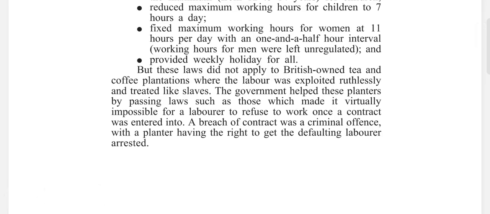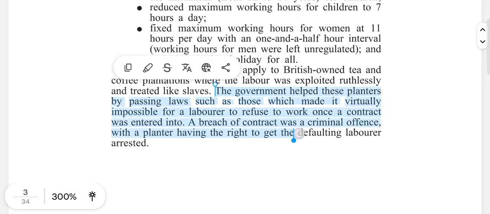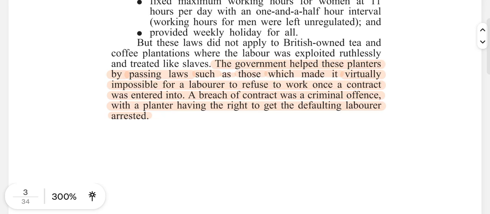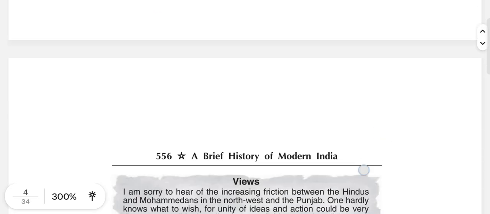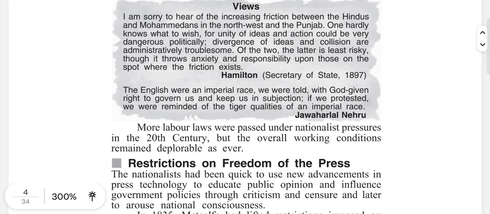The government helped these planters by passing laws, such as those which made it virtually impossible for a laborer to refuse to work once a contract was entered into. A breach of contract was a criminal offense, with a planter having the right to get the defaulting laborer arrested. More labor laws were passed under nationalist pressure in the 20th century, but the overall working conditions remained deplorable as ever.